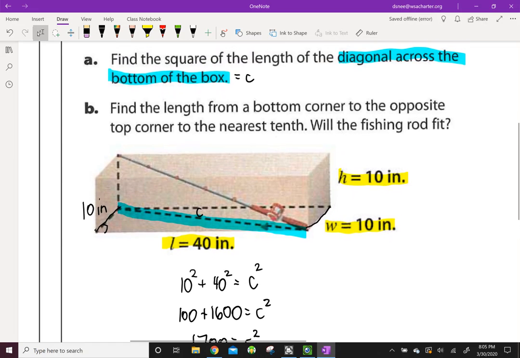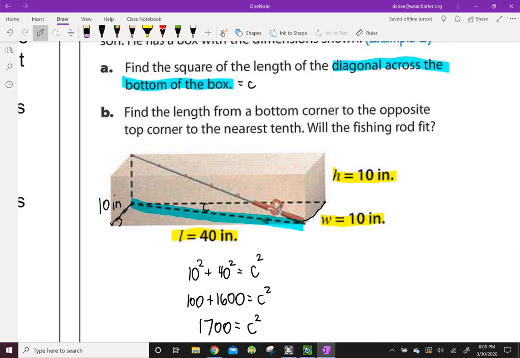Okay, it asked me to find the square of the length of the diagonal across the bottom of the box. So that's what I have right there. The length of the diagonal, we called that C, and we have C squared is equal to 1,700. So C squared is equal to 1,700 inches.